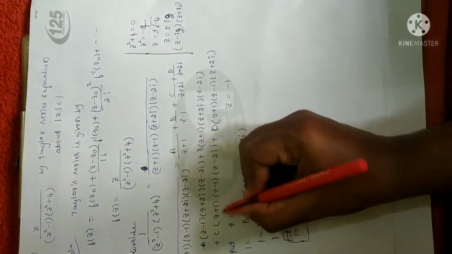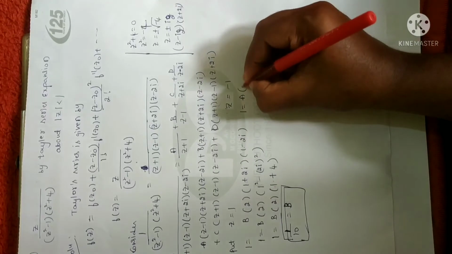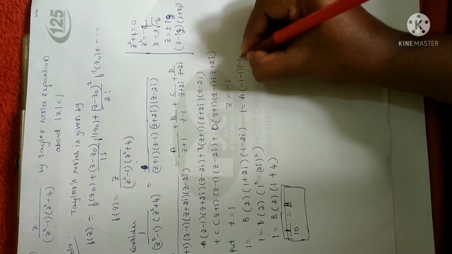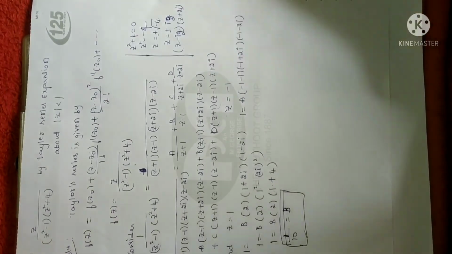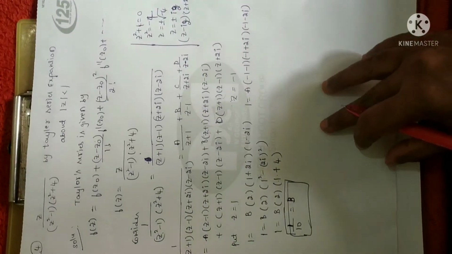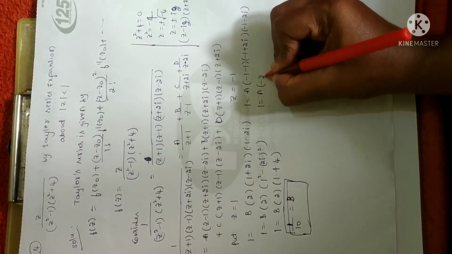This term will be 0. Again this term 0. This term 0. So you will get a value. So 1 is equal to a into minus 1 minus 1, minus 1 plus 2i into minus 1 minus 2i you will get. Fine. So after simplification, 1 is equal to a into minus 1 is minus 2.